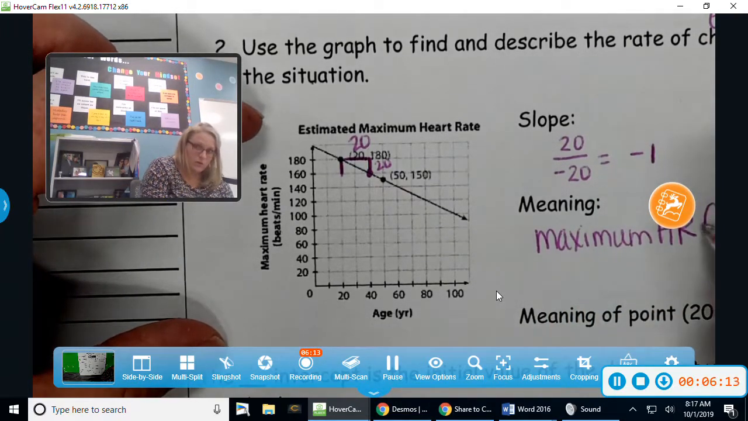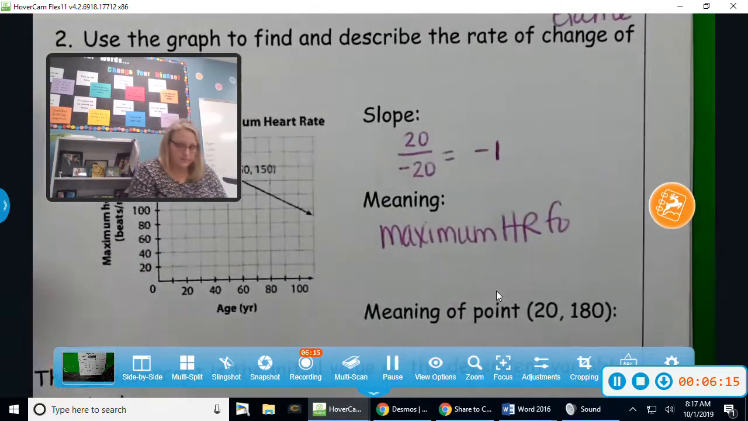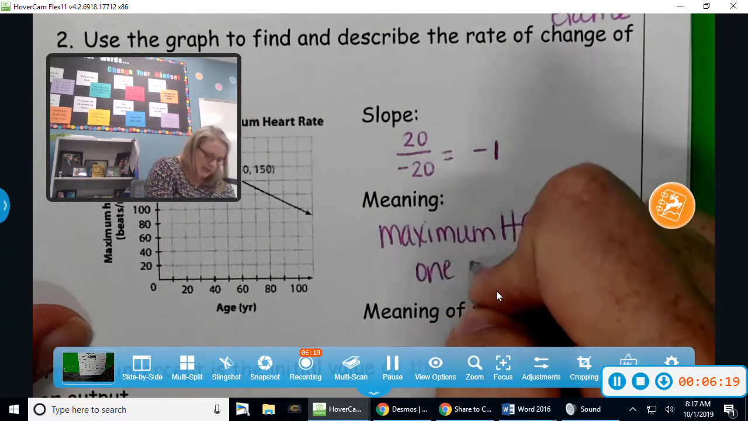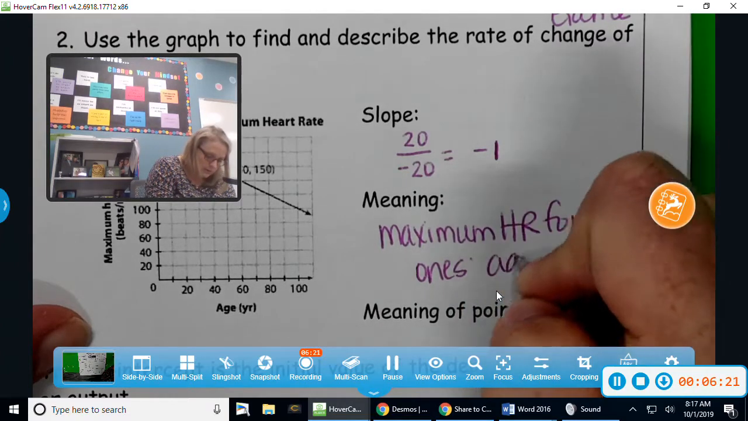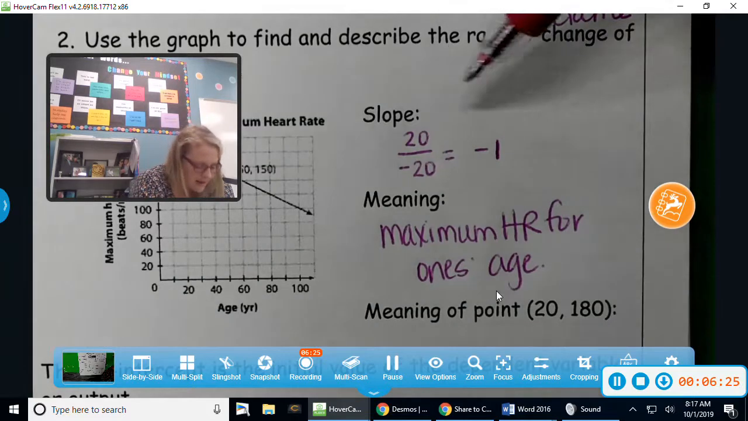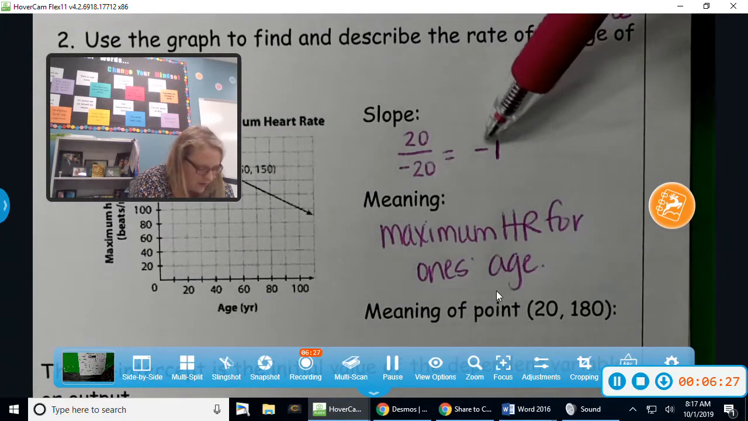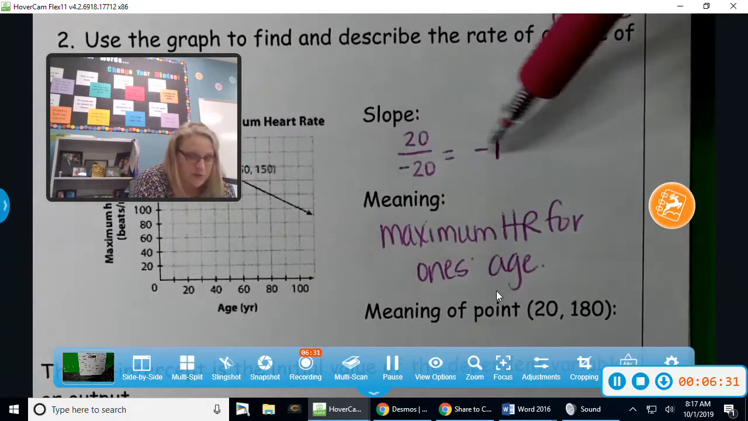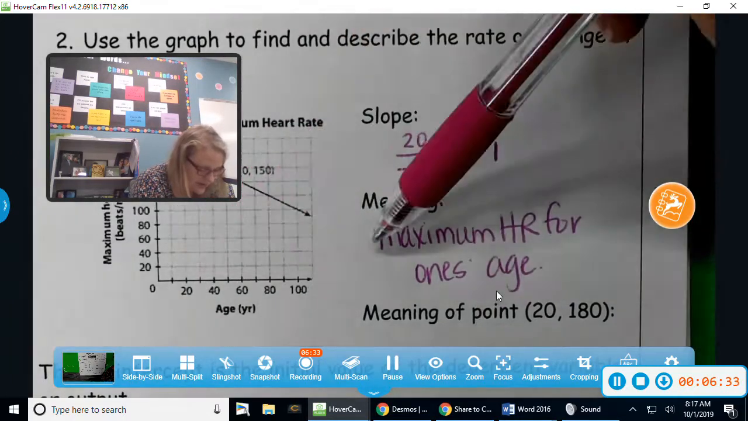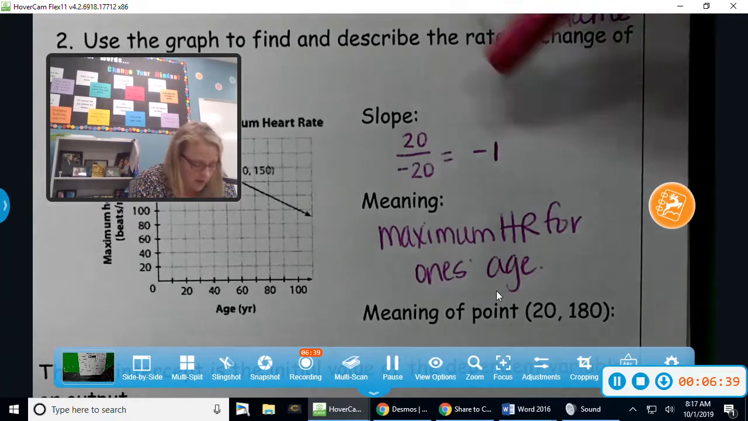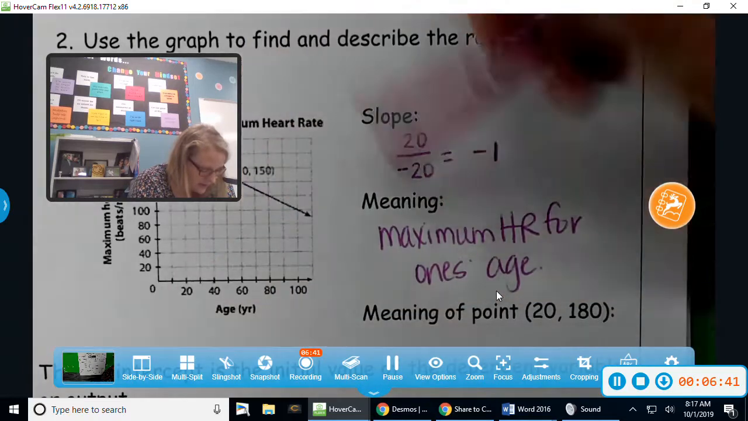HR for, we're going to say one's age. Okay, so that means that for every decrease in the heart rate, the age would go up 1. Okay? So as the heart rate decreases by 1, the age goes up by 1.